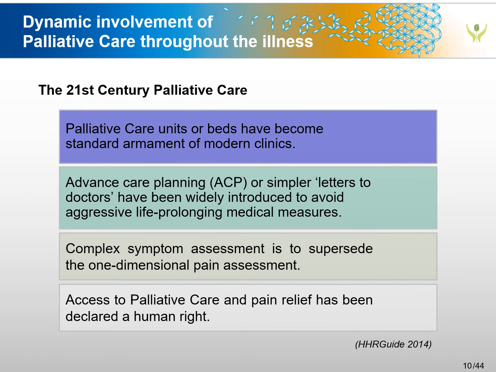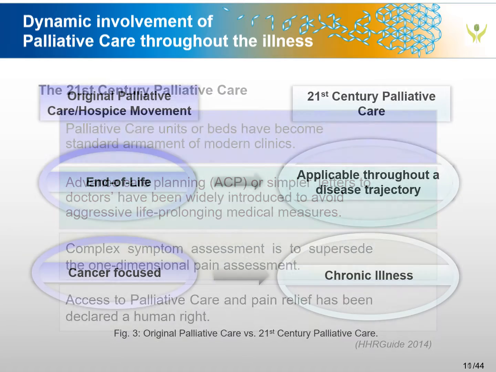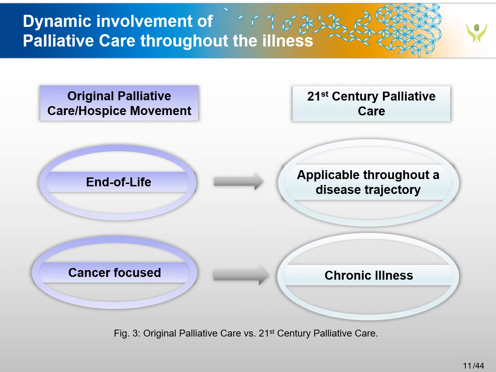Looking back, during the 21st century palliative care has gained numerous new dimensions, which are far from easing the symptoms of dying people in hospice care. Palliative care units or beds have become standard armament of modern clinics. Advance care planning or simpler letters to doctors have been widely introduced to avoid aggressive life-prolonging medical measures. Complex symptom assessment is to supersede the one-dimensional pain assessment, and access to palliative care and pain relief has been declared a human right. This figure compares the original idea of hospice care with the 21st century palliative care.